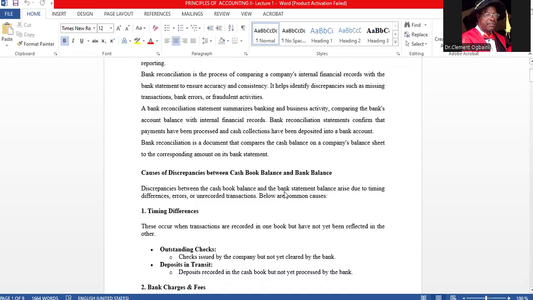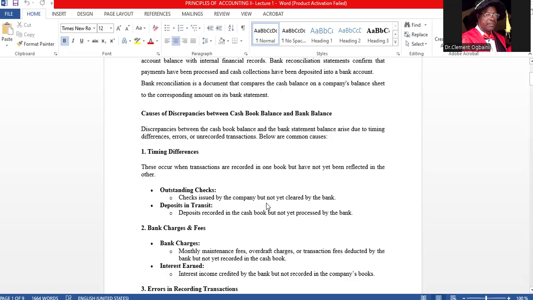Number one, time difference. If there are outstanding checks issued by the company but not yet cleared by the bank, it can cause these discrepancies. We said that one is an uncredited check. Also, if there are checks that you issued out, but the person you issued them to has not yet presented them to their bank to collect the money, that is a situation of an unpresented check.